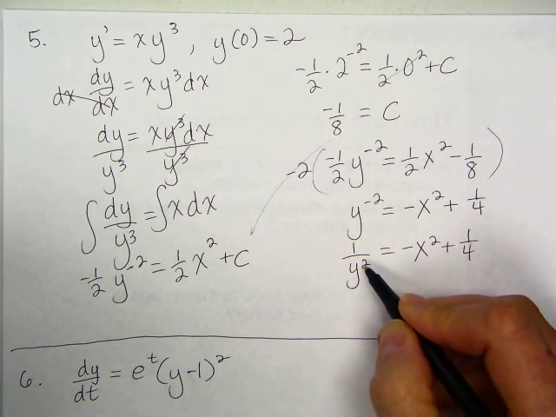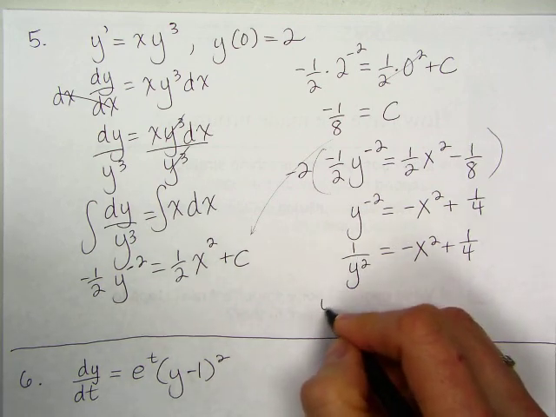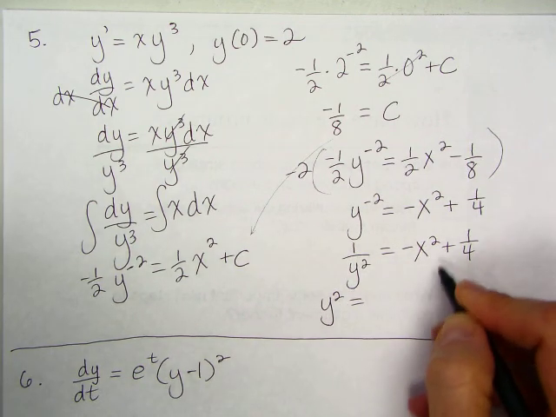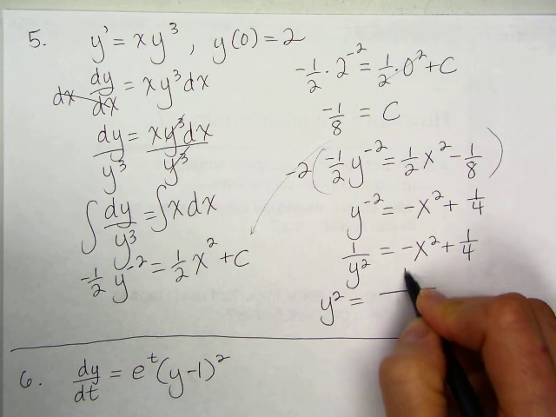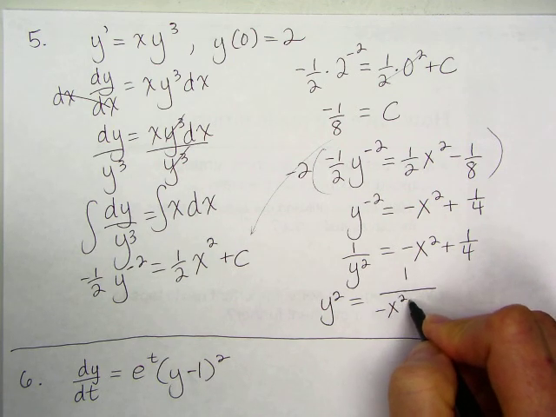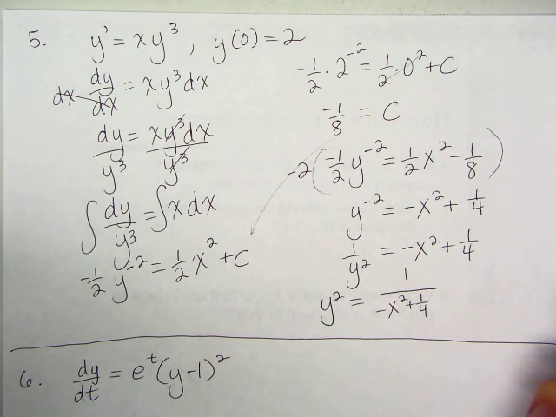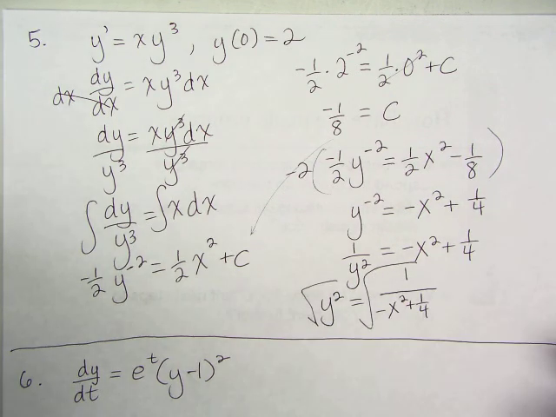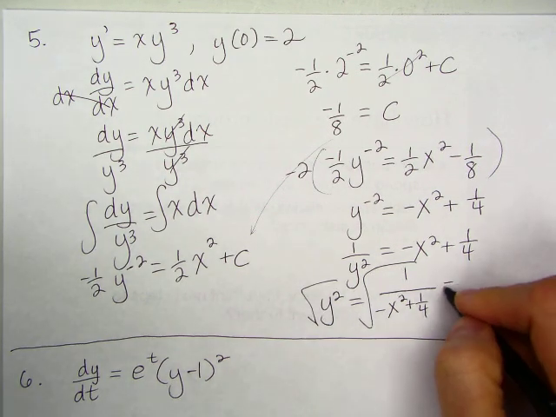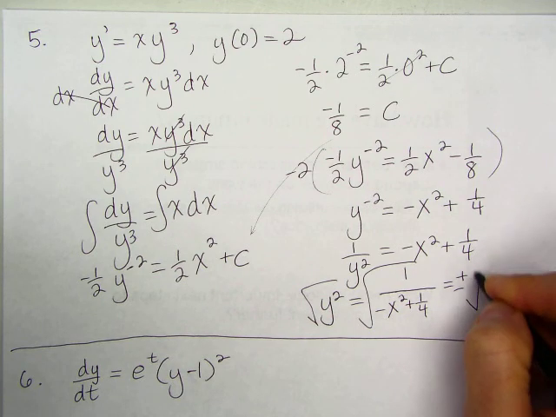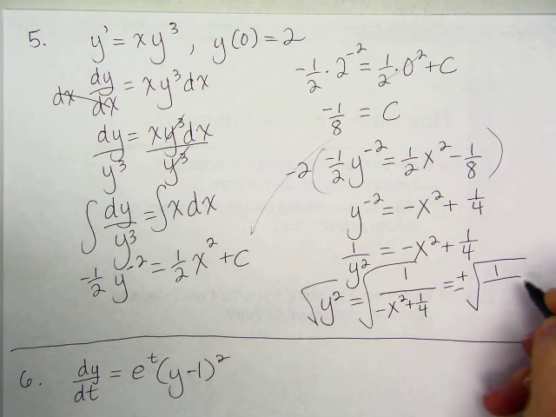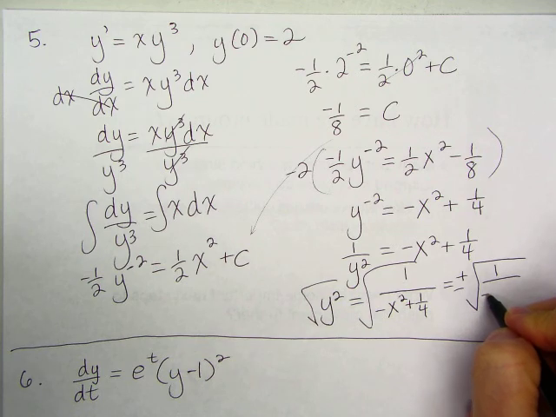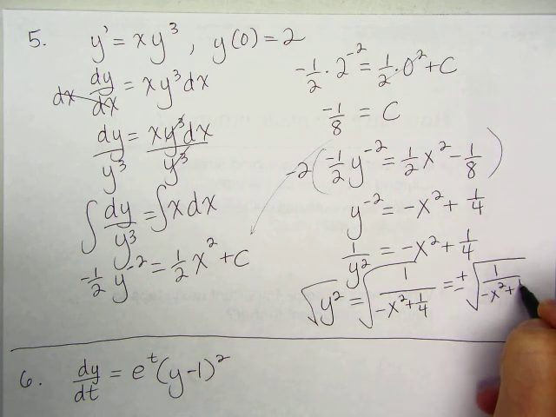So to get that y squared off the bottom, we're going to flip this side. And then to get rid of a squared, we square root. Remember that that produces plus and minus the square root of 1 divided by the quantity -x squared plus 1/4.